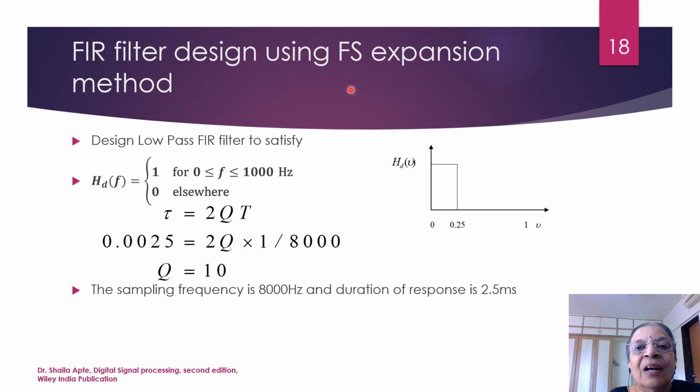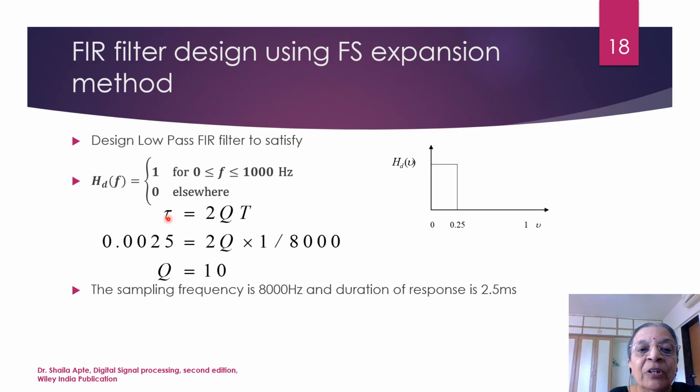Now, FIR filter design using Fourier series expansion method, let us consider one simple example. Suppose the specifications are given like this. The response should be equal to 1 for 0 to 1000 hertz, and it should be equal to 0 otherwise. The sampling frequency is given as 8000 hertz, and the duration of the response is 2.5 milliseconds. Sampling frequency is 8000, so the Nyquist frequency will be 4000. As compared to 4000, this 1000 is at 0.25. So this is the cutoff frequency.